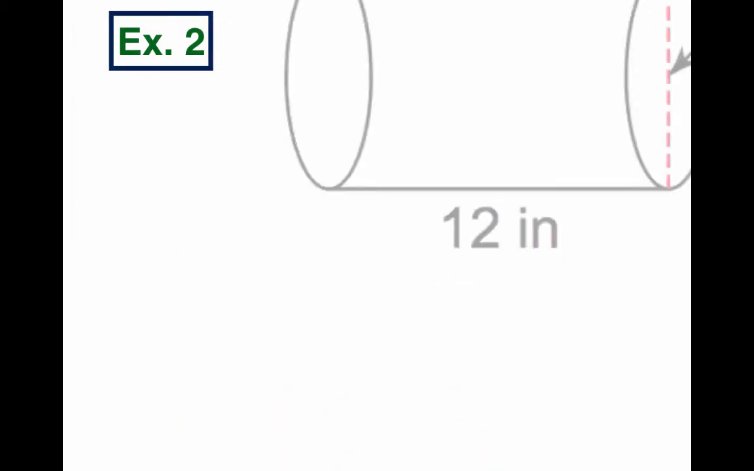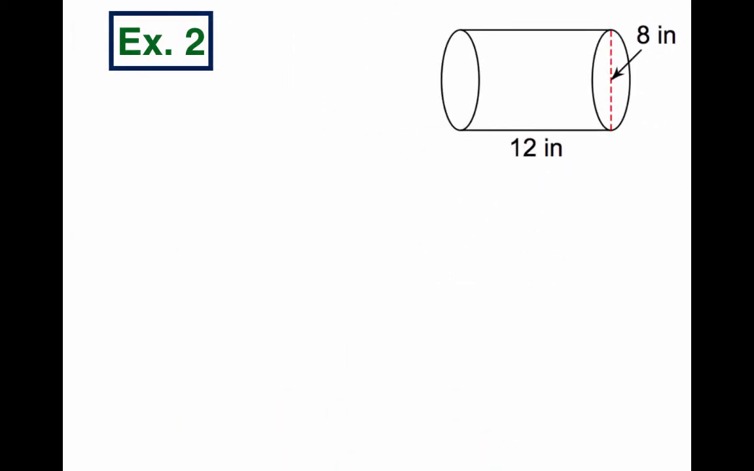All right, so let's try another one, example 2. This time, here's our cylinder turned sideways. It's got a 12-inch and an 8-inch measurement on it. You can pause the video and draw your own picture. We're going to find the volume, which is going to be the area of the base times the height. So where's the base? Well, it's still the circular bottom. That's the thing about these, is imagine tipping it and standing it back up. The circle is the base.